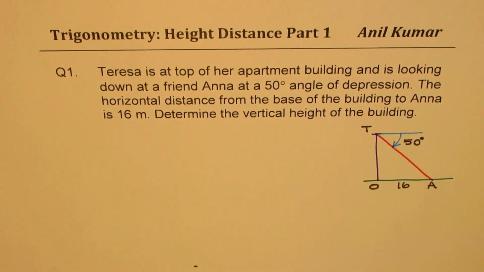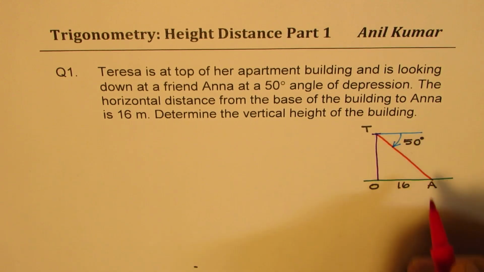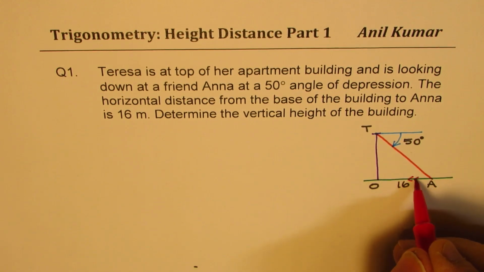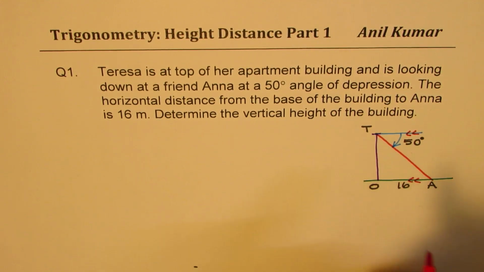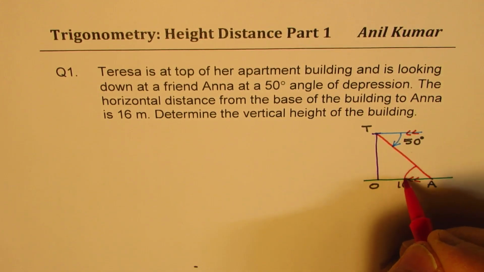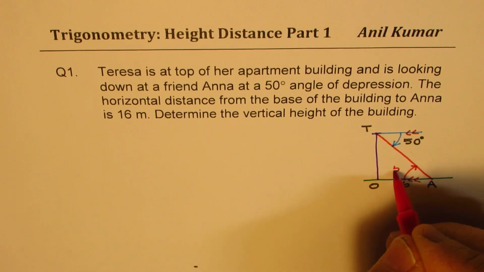Now, these two lines, that is horizontal line, this is also horizontal line. So these two lines are parallel. So you see a Z pattern. Therefore, this angle should also be 50 degrees.